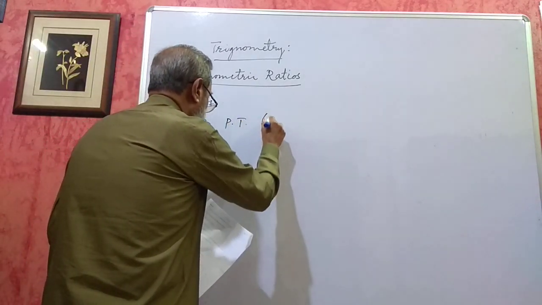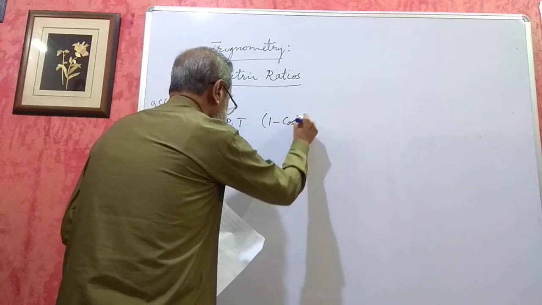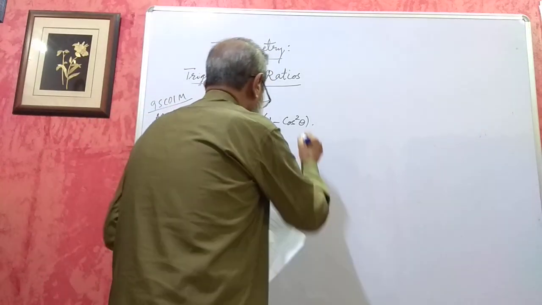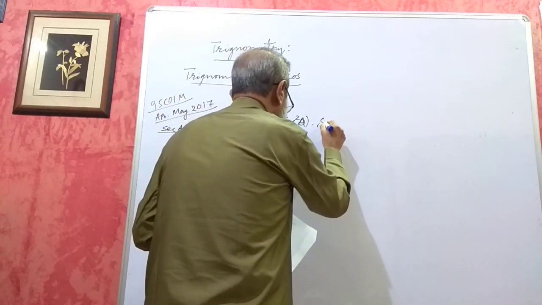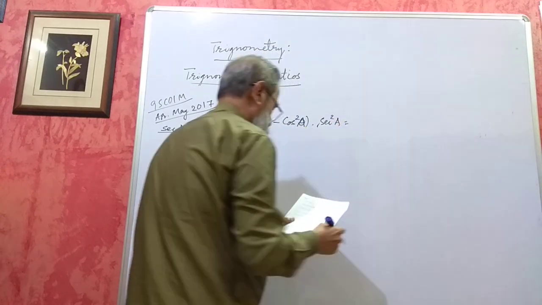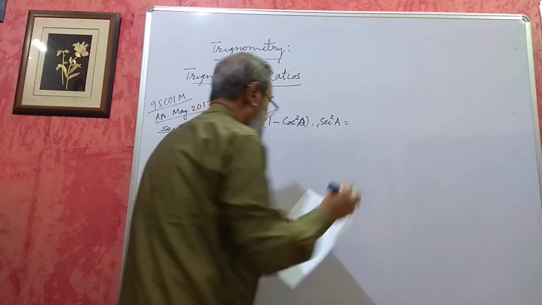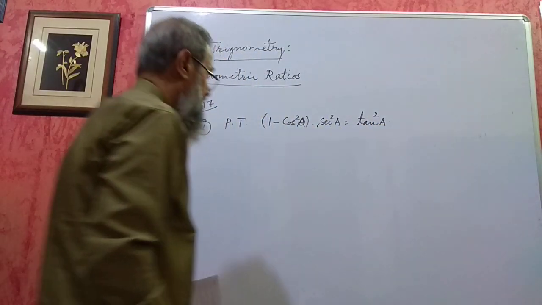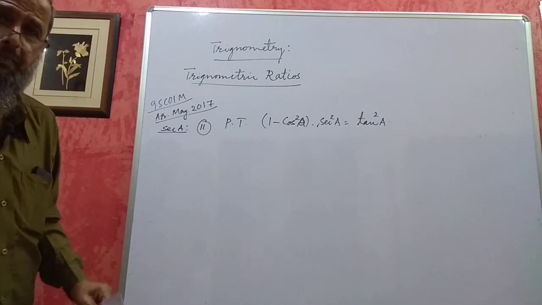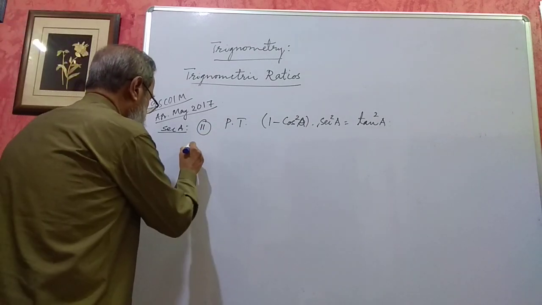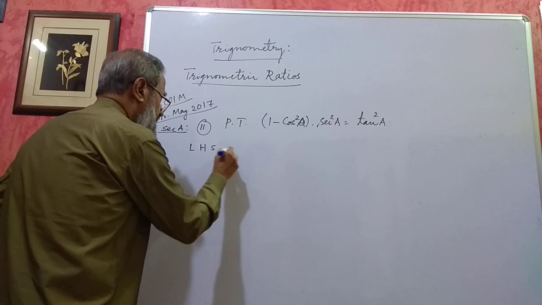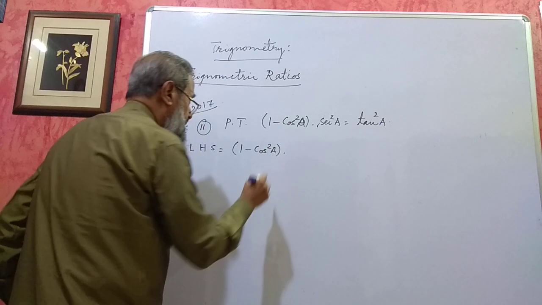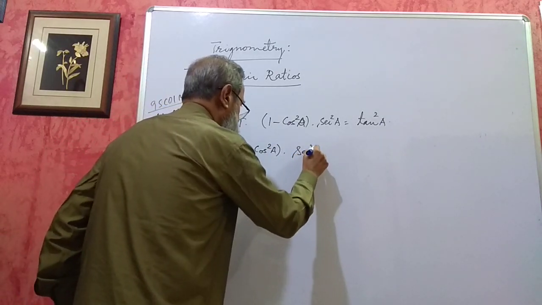Prove that (1 minus cos square A) into secant square A is equal to tan square A. So this is for 2 marks, a very simple problem. Again, take the left hand side. Left hand side is (1 minus cos square A) into secant square A.